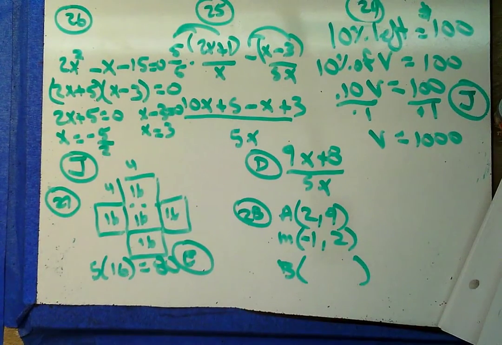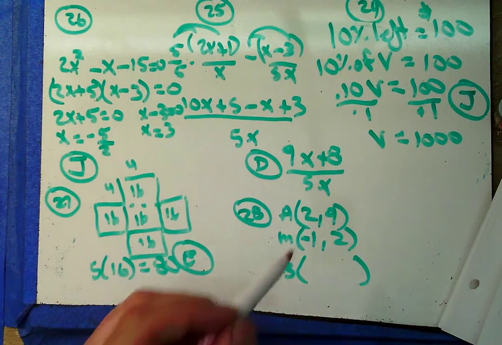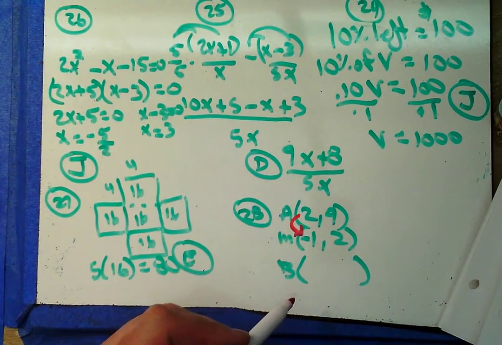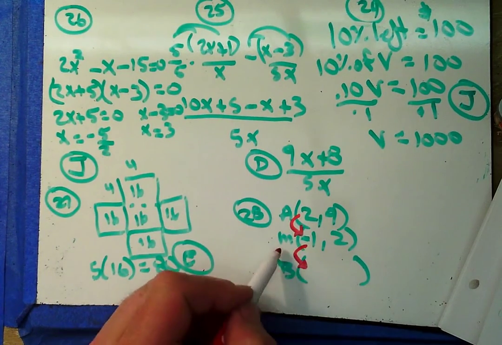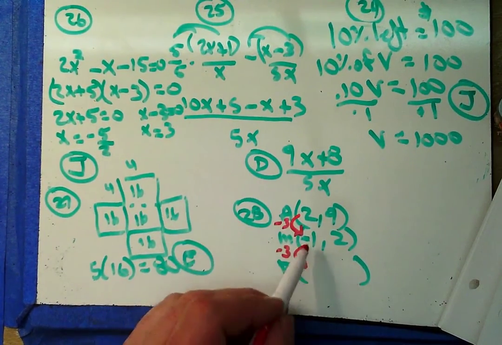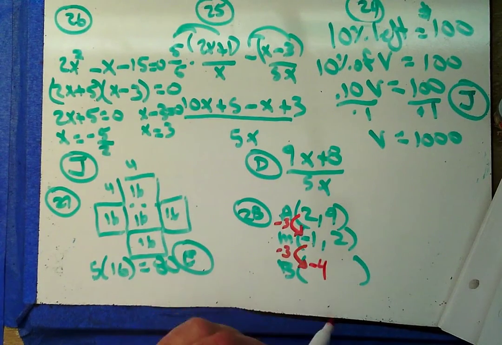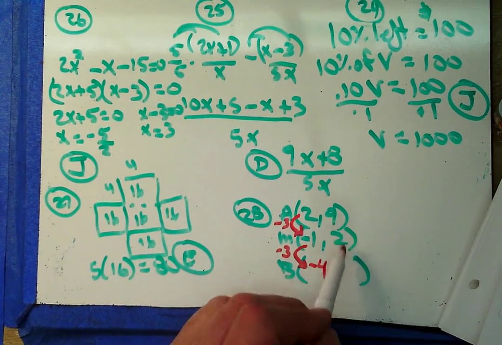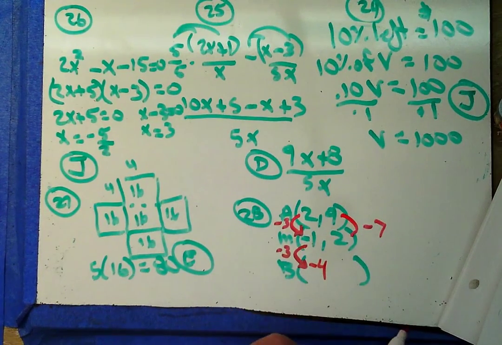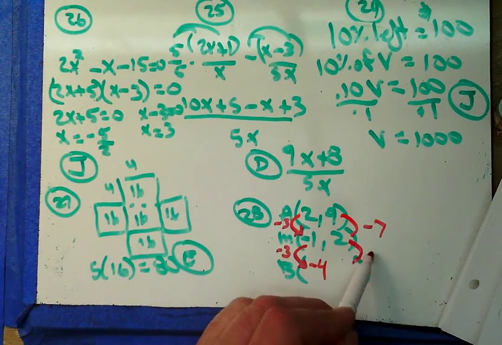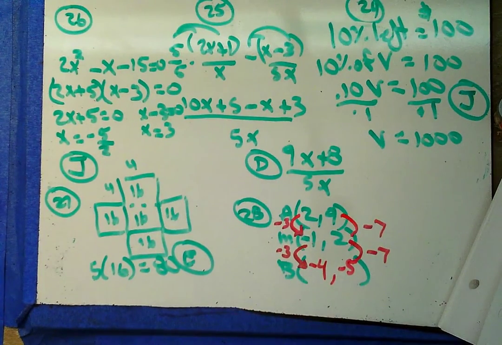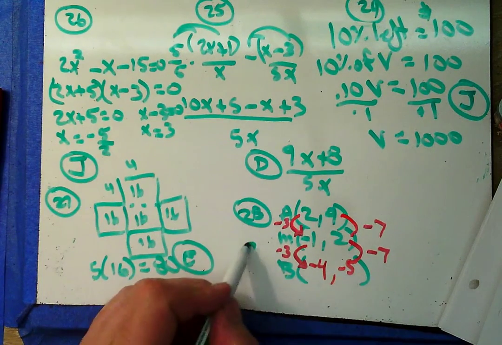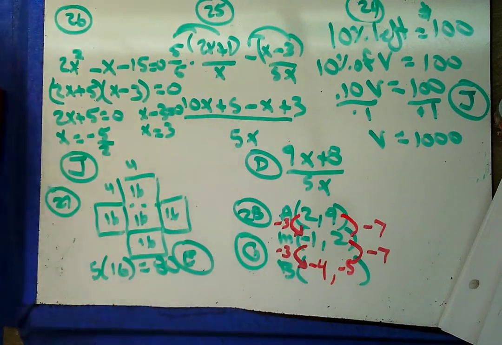So look, how far is it to go from this endpoint to this midpoint? It's down 3. So to get from the midpoint to the other endpoint, I need to go another down 3. Minus 1 minus 3 is minus 4. How far is it from this end to this middle? I went down 7. So to go from the middle to the other end, I'm going to go down another 7, which will be negative 5. So negative 4, negative 5 is my ordered pair there, and that corresponds with choice G. G for number 28.